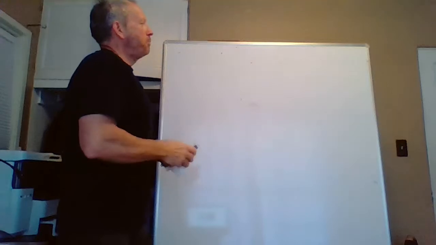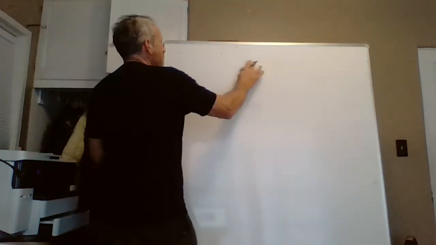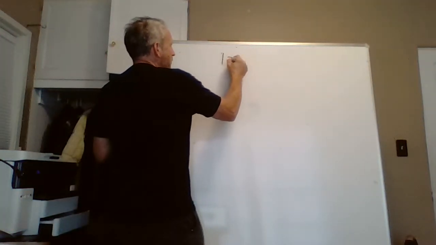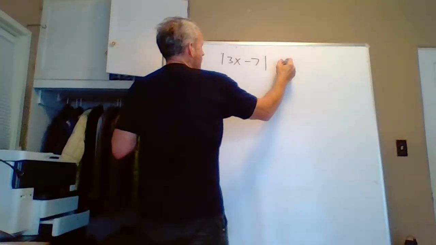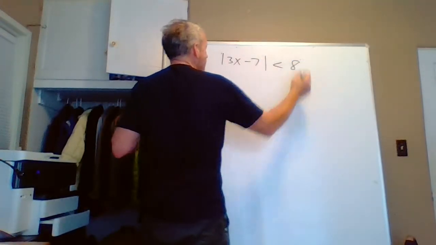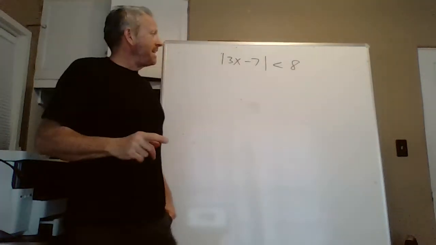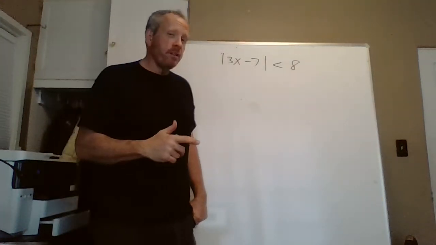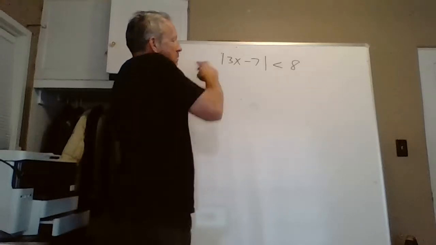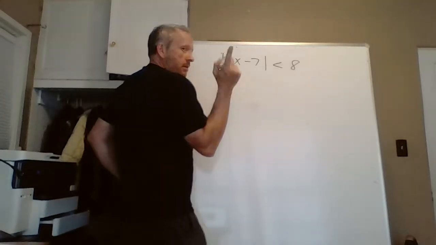How can we get an interesting problem here? Well, here's how. Suppose I said the absolute value of 3x minus 7 is less than 8. How can we solve this? I think the best way to solve this is to think about what this question is asking you, or what all this means.